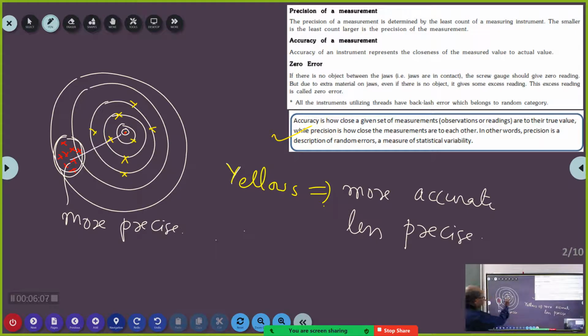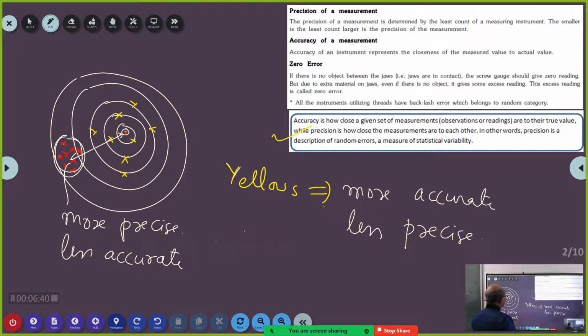Okay, but you see the proximity with this. Every dot here, its proximity with respect to the true value is very far off, so it is less accurate. Now I am just showing you by a dart experiment here, but the same thing applies to readings. You will have a cluster of readings which are very close. Then you say the machine is very precise.